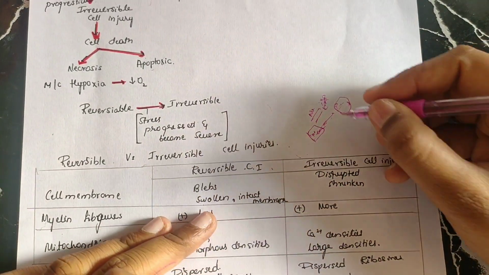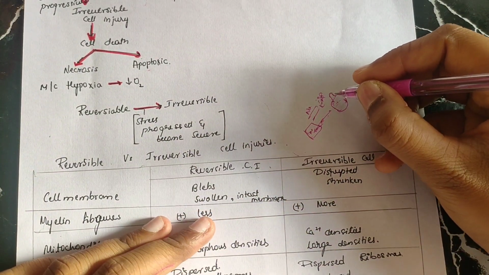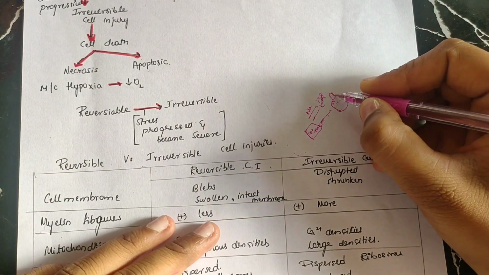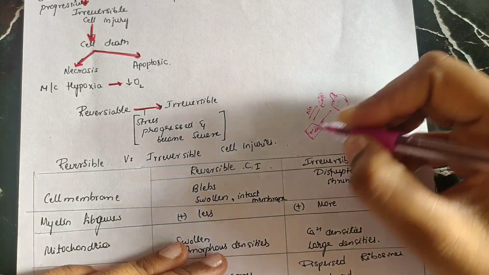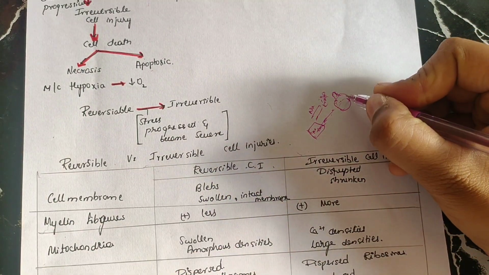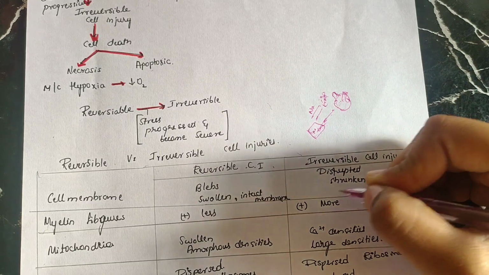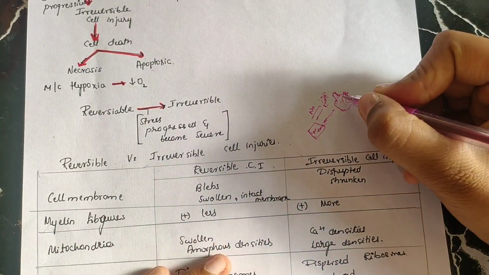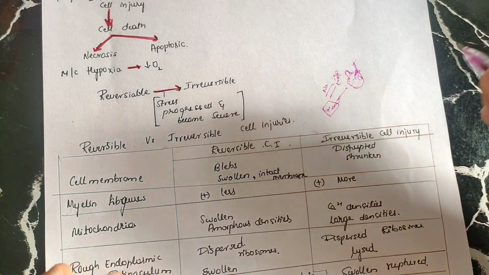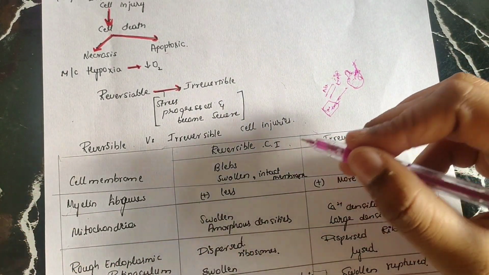Blebs are small elevations on the cell membrane, and we can see blebs here. The cell is swollen, and the membrane is still intact. There are no gaps in this membrane. In irreversible cell injury, the cell membrane ruptures, and then there will be spaces, and the fluid inside the cell goes out of the cell and the cell becomes shrunken. These are the changes in the membrane of the cell.